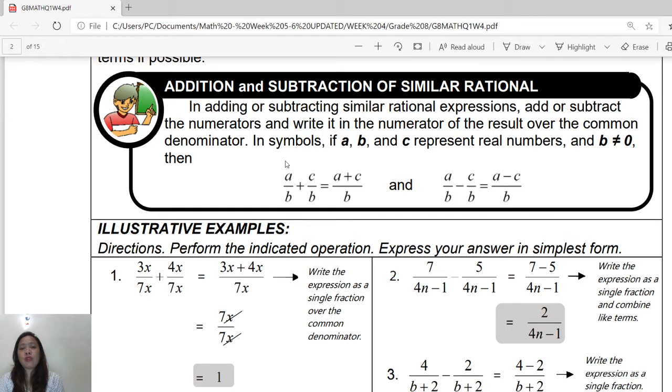over the common denominator. So in symbols, for any A, B, and C representing real numbers and B not equal to zero, A over B plus C over B is just equal to the sum of the numerators over the common denominator. Since the denominators are equal, you just copy the denominator, then perform the operation on the numerators. Same process here: we have A over B minus C over B. Just copy the denominator and then subtract the numerators. That is A minus C.